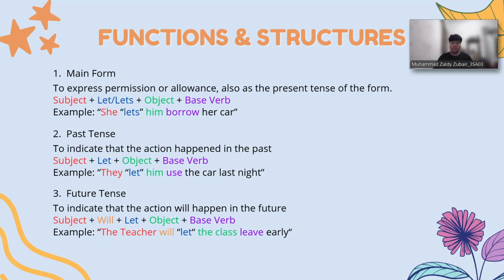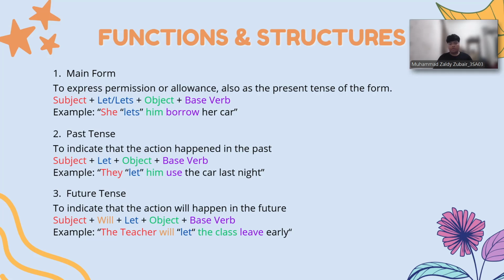Number two, past tense, to indicate that the action happened in the past. The subject plus let plus object plus base verb. Example: they let him use the car last night. They as a subject, let as a let, him as an object, and the base verb is used.